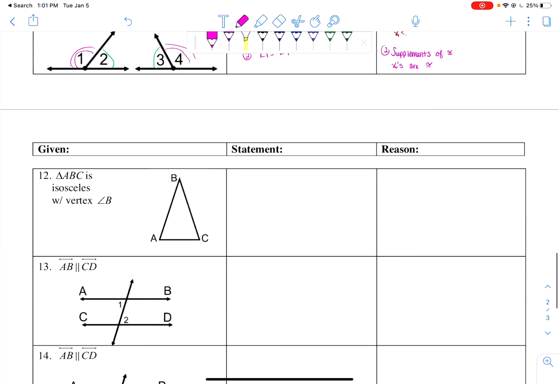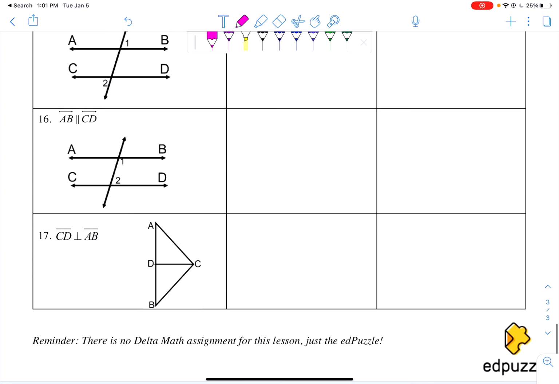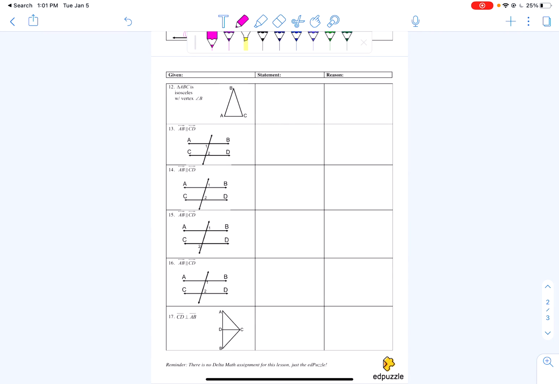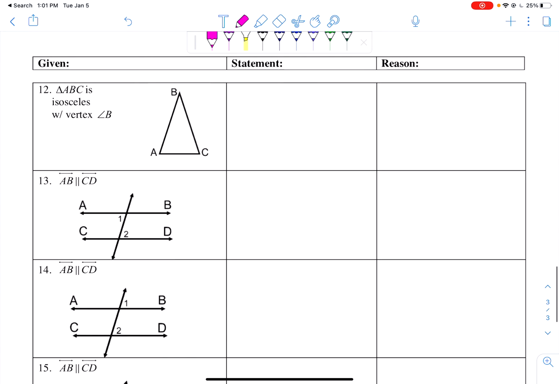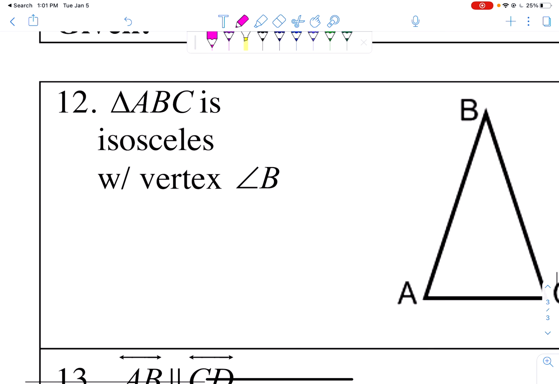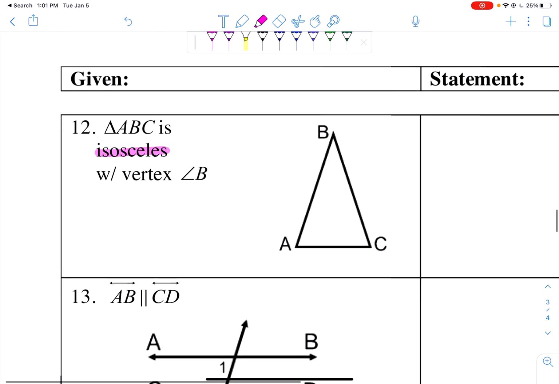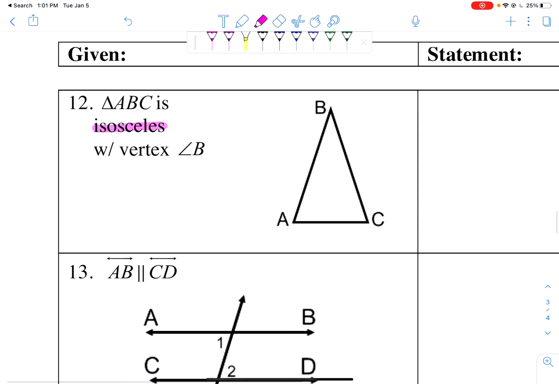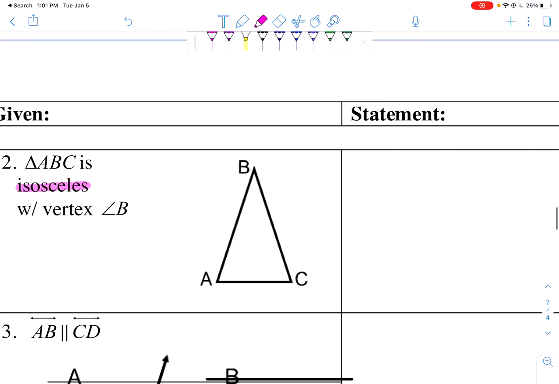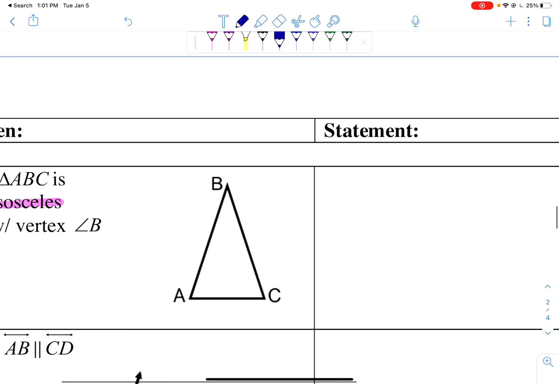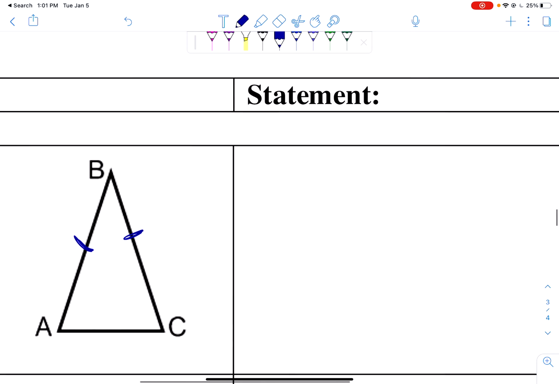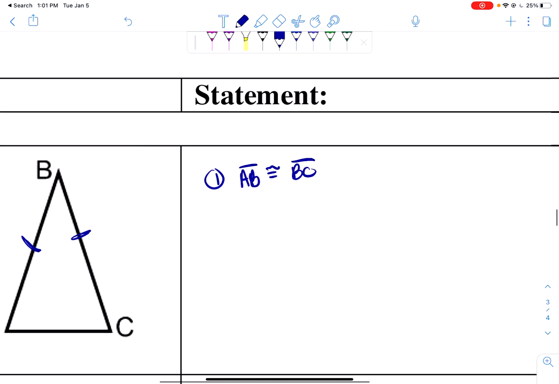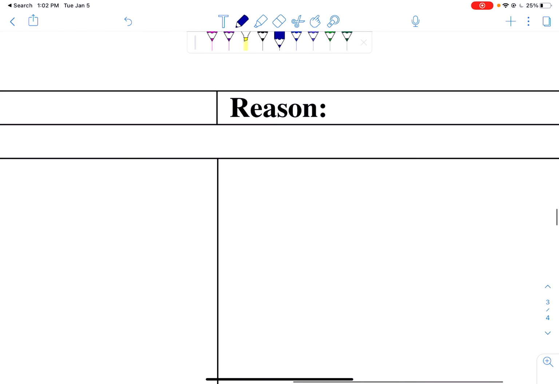Perfect. Almost done. We have 1, 2, 3, 4, 6 more. There. Triangle ABC is isosceles with vertex angle B. So whenever you have an isosceles triangle, there are two things you can say about it. I can say that my opposite sides are congruent. So I can say AB and BC are congruent. So statement 1, AB congruent to BC. My reasoning is an isosceles triangle has two congruent sides.